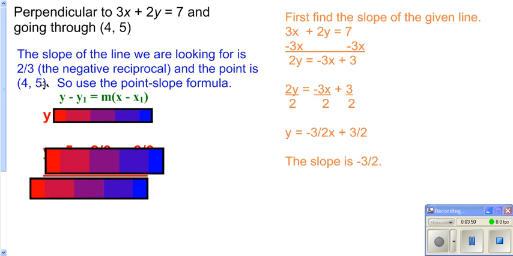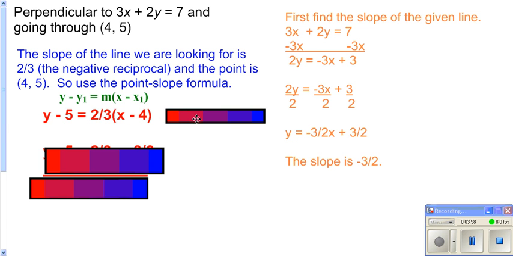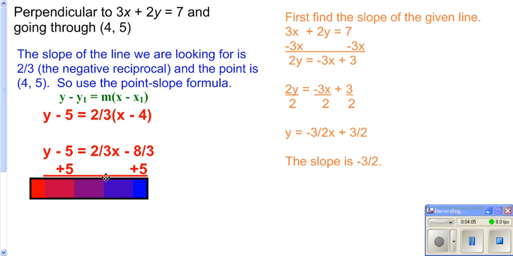So we might as well use our point-slope formula again. Plug in your y value for your y1, equaling your slope, which is 2/3, times x minus your x-coordinate of your point, which is 4. Distribute through, and then go ahead and get y by itself by adding 5.